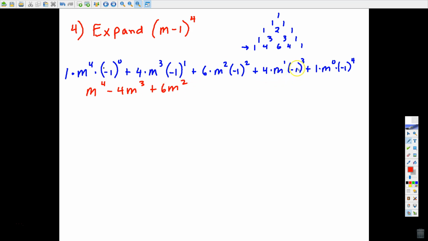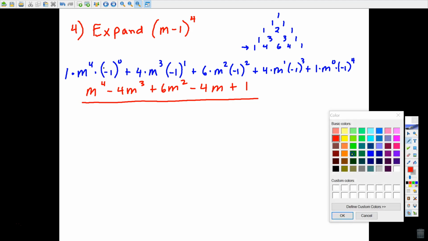Okay, we're on the fourth term. Exponent first. Negative 1 to the third power is negative 1. And negative 1 times 4 is negative 4 m. And then finally we're down here to the last, 1 times 1, and we need to raise negative 1 to the fourth power, and that's going to make positive 1. So we got our 5 terms, and we did that by using Pascal's triangle. Okay, well, let's just take maybe just a quick look at the comparison.